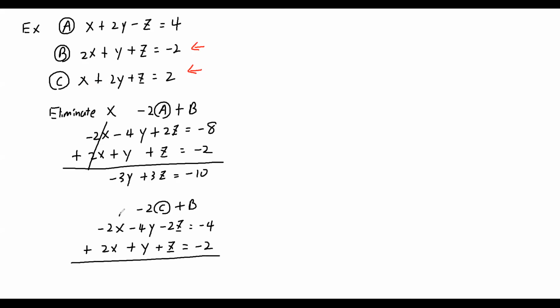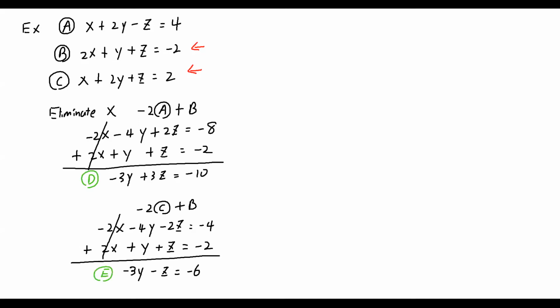Combine them, we get the x cancels out, -3y minus z equals -6. Now we have successfully gotten another equation with 2 variables. Remember, you have to eliminate the same variable. So we will name the first equation, equation D, and the second equation, equation E.